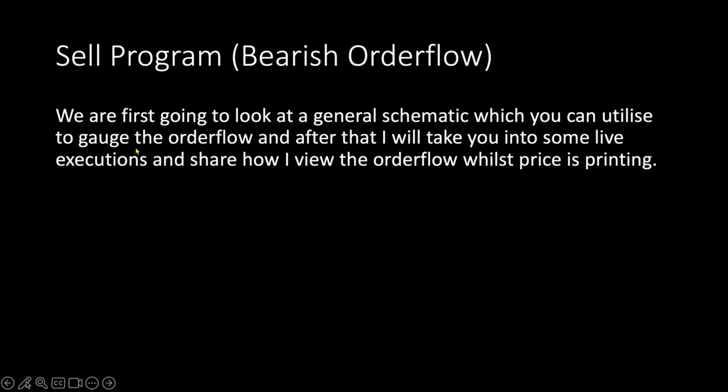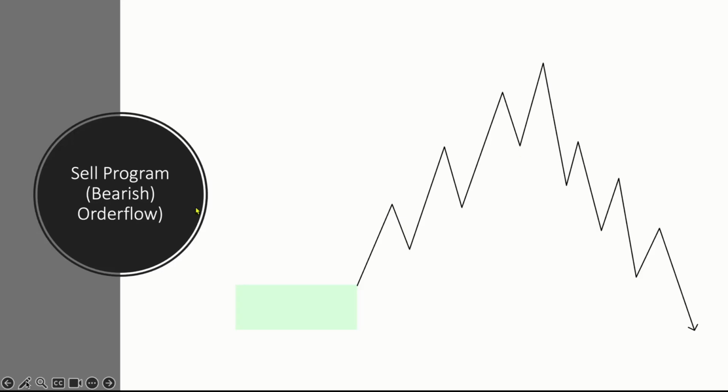Let us now take a look at the sell program, which occurs within bearish order flow. We are first going to take a look at a general schematic which you can utilize to gauge the order flow, and after that I will take you into some live executions and share how I view the order flow whilst the price is printing. So within a sell program, within a high time frame bearish order flow, we know that this is the market maker sell model that always is present. This occurs through the following lens.